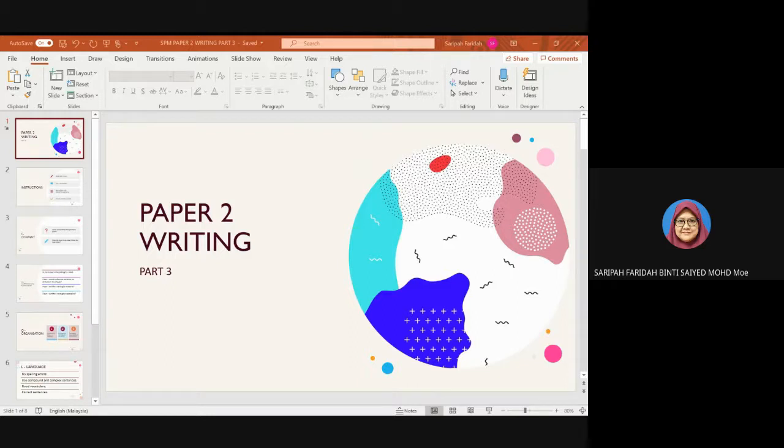This is paper 2 writing part 3. This is the most important. Every part is important. Part 1, part 2, part 3 are all important, but part 3 is the most difficult part to score 20 over 20. But there are ways. Let me recall the way that your teacher or your examiner will mark your paper.